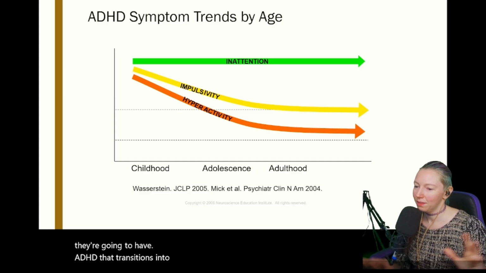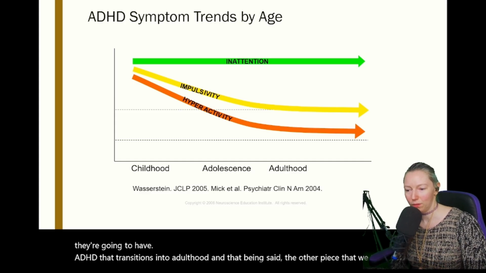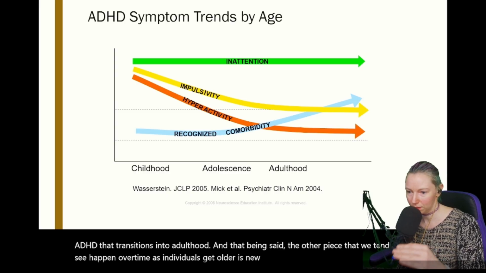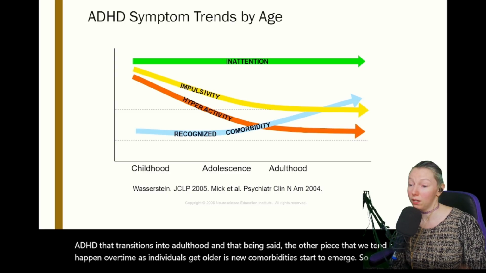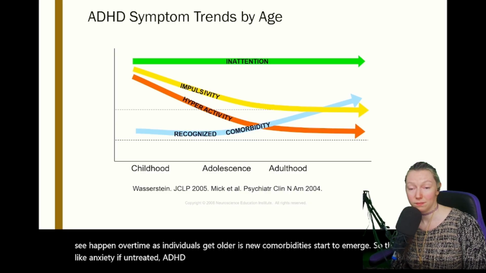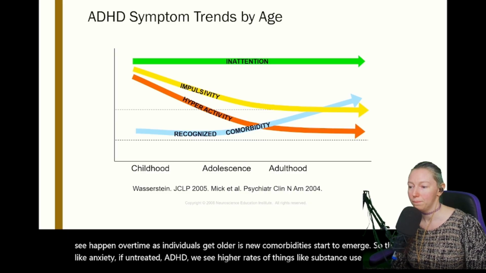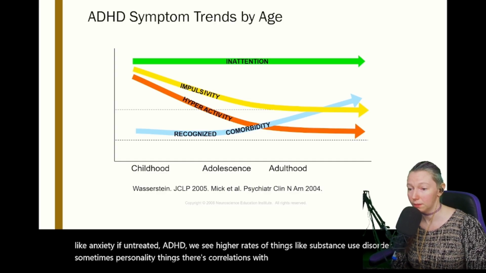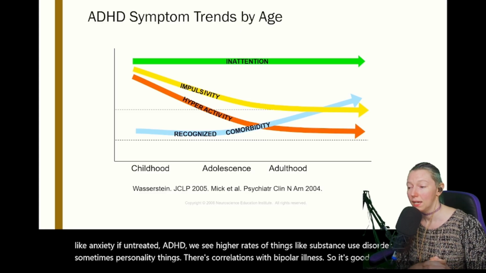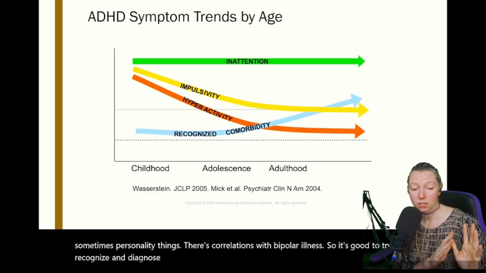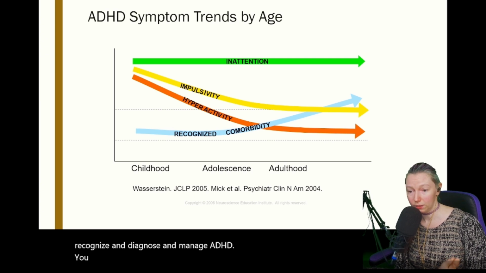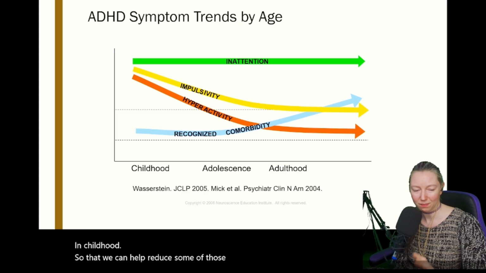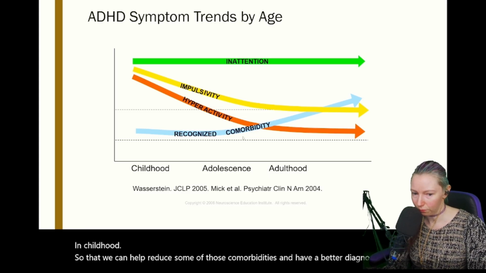That being said, the other piece that we tend to see happen over time as individuals get older is new comorbidities start to emerge. So things like anxiety. If untreated ADHD, we see higher rates of things like substance use disorder, sometimes personality things. There's correlations with bipolar illness. So it's good to try to recognize and diagnose and manage ADHD in childhood so that we can help reduce some of those comorbidities and have a better diagnostic picture as the individual gets older.